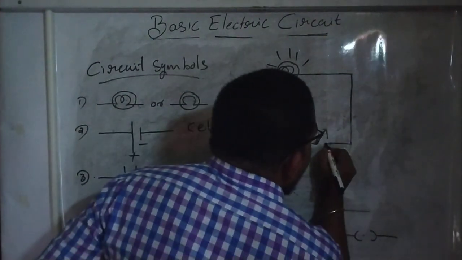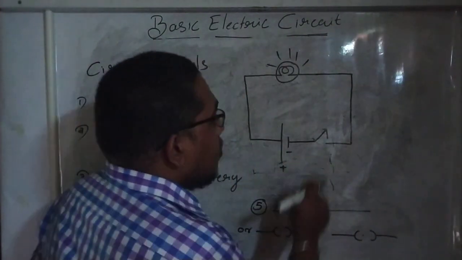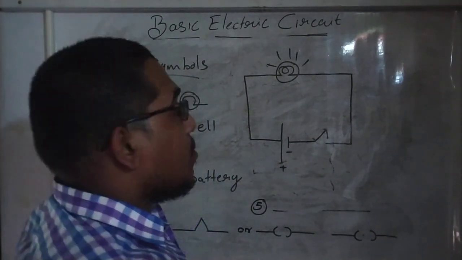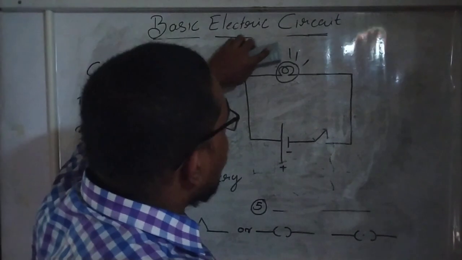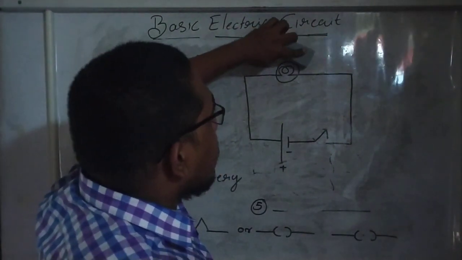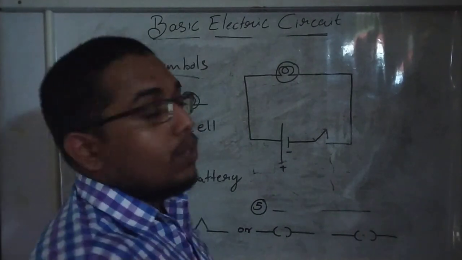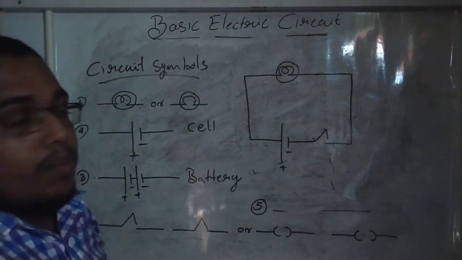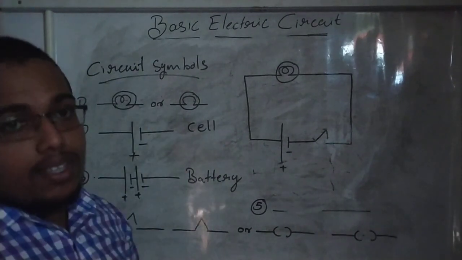Now you switch off the circuit like this. And if the circuit is in switched off position, then this particular circuit is what we call an open circuit. And if the circuit is open, then there will not be the passage of electricity. Then we can say that the bulb will not glow. Okay, so open circuit and closed circuit by using circuit symbols.